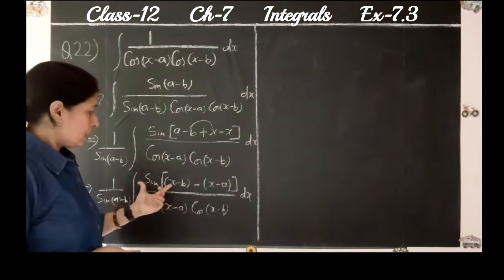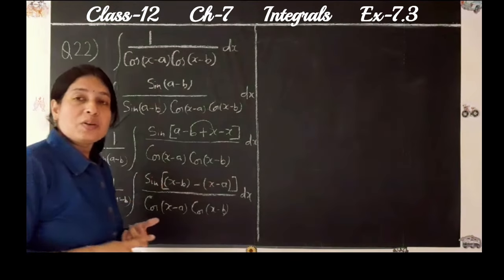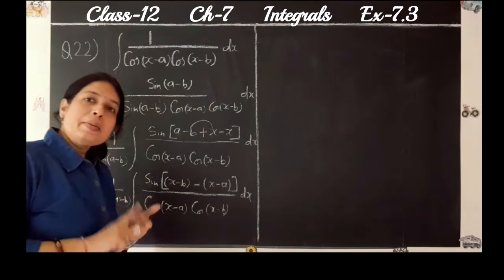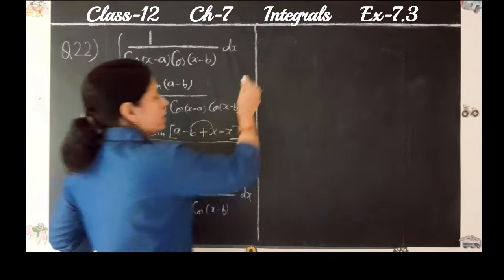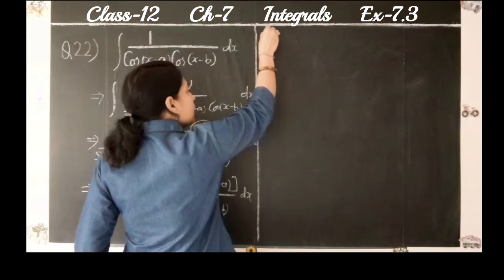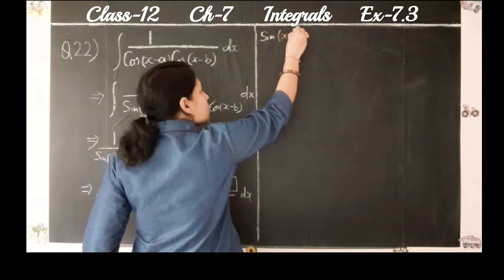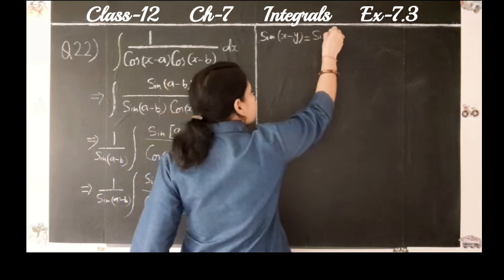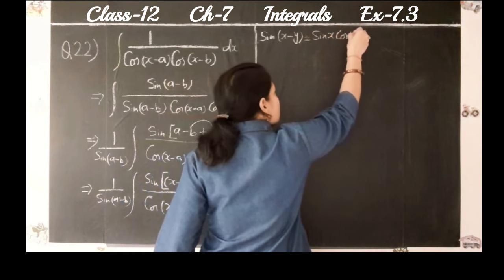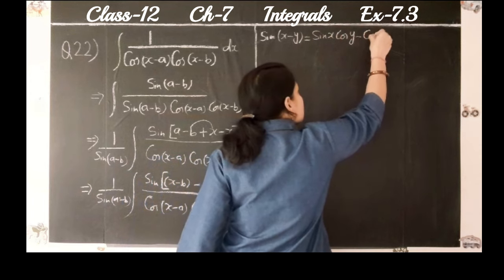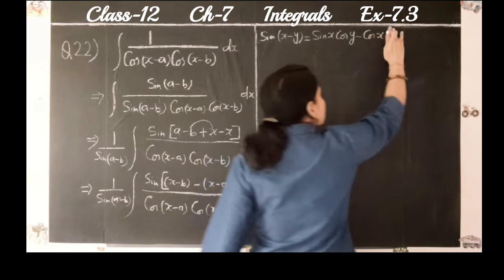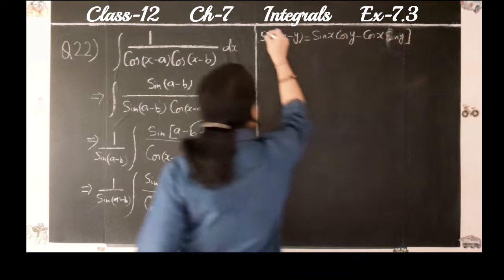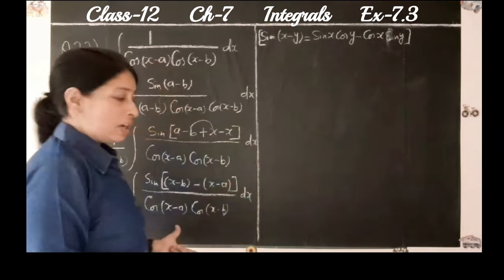Now this one is in sin(x minus y) form. And what is the formula for that? Sin(x minus y) is equal to sin x into cos y minus cos x into sin y. First write that. We know that sin(x minus y) is equal to sin x into cos y minus cos x into sin y. Now use this formula here.